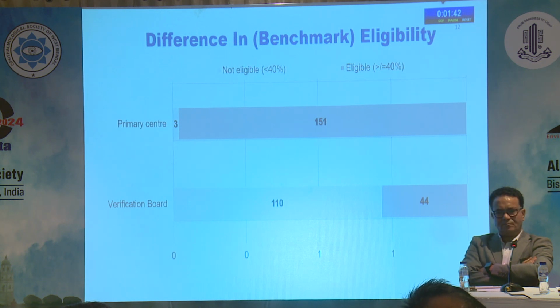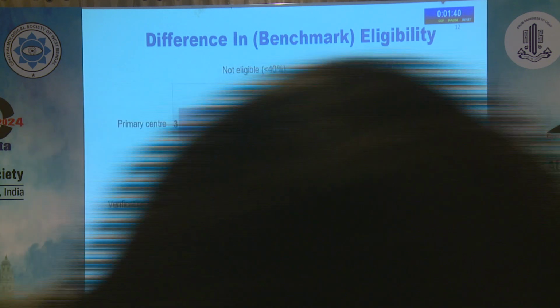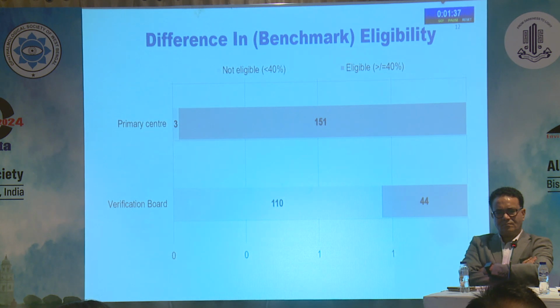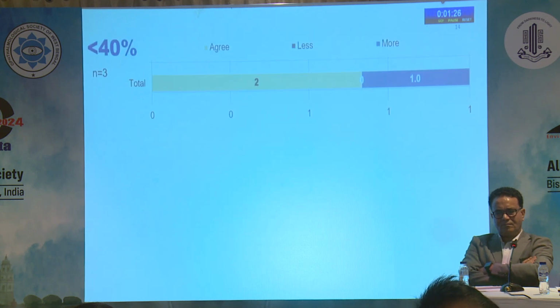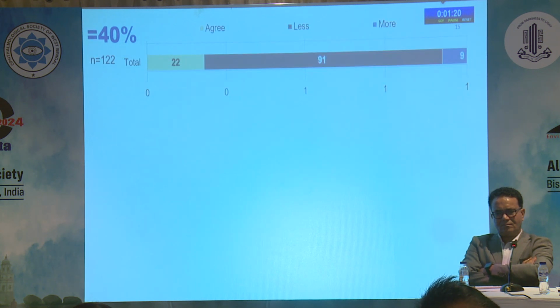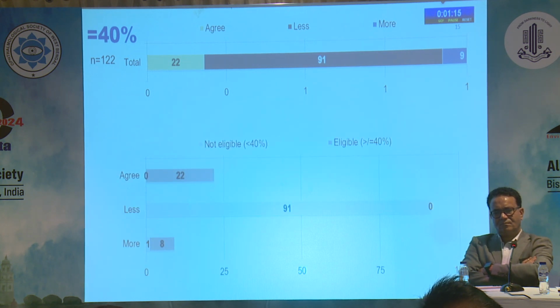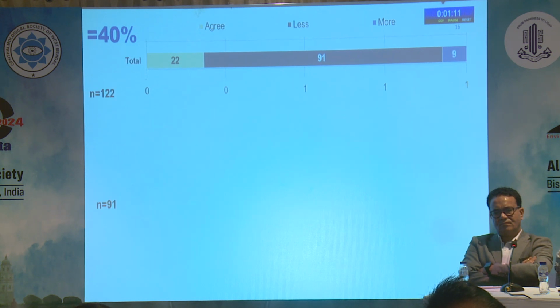So 98% of the students would have been eligible had it been only through the primary center, but actually only 29% were eligible from our center. These were the students who were eligible above 40%, less than 80%. Amongst those classified as less than 40% by the primary center, we almost agreed with all. But amongst those who had 40%, we disagreed with 91%. They were less than what was given by the primary center.